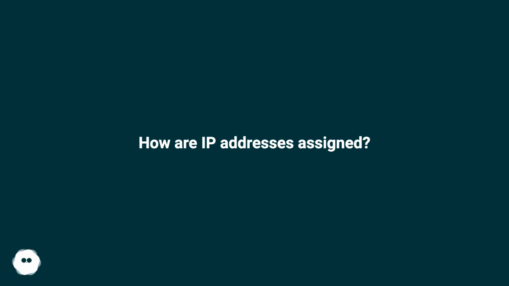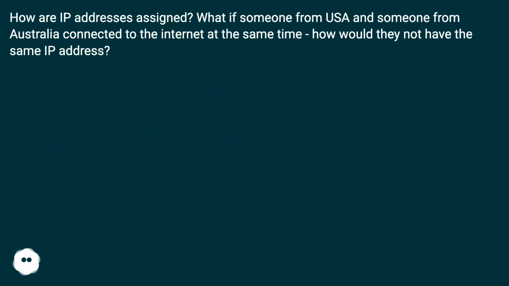How are IP addresses assigned? What if someone from USA and someone from Australia connected to the internet at the same time? How would they not have the same IP address?